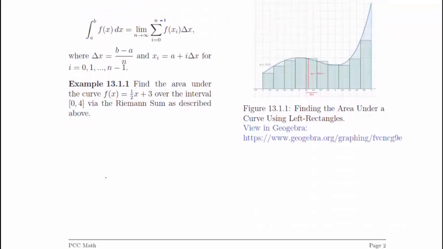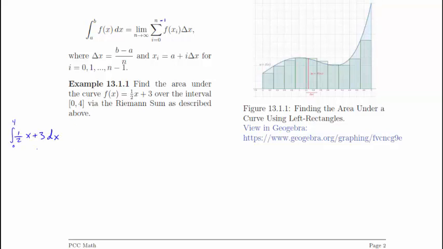So let's do an example of this, get it all set up and everything. Find the area under the curve f of x equals 1/2 x plus 3 over the interval from 0 to 4 via the Riemann sum as described above. So we want the integral from 0 to 4 of 1/2 x plus 3 dx.